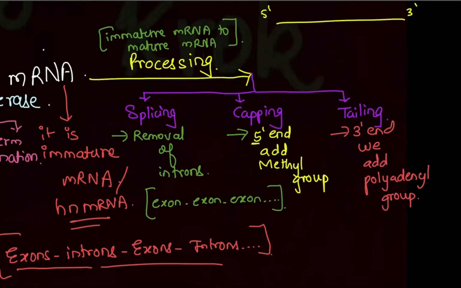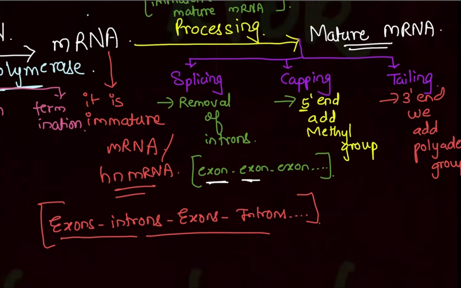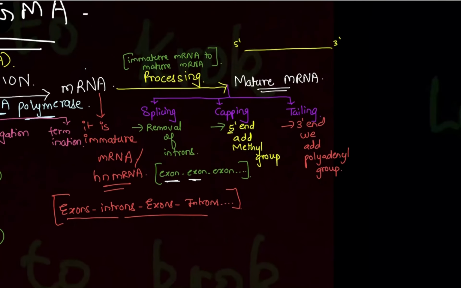Once these 3 steps are done, splicing, capping, and tailing, what do we get in return? We get a mature mRNA. Sometimes they ask you in the question the structure of the mature mRNA. They'll give you many options, and the correct one will be exon, exon, exon. If they ask you immature mRNA structure, then it is exon, intron, exon, intron.